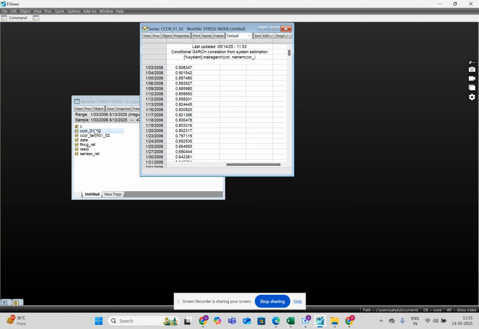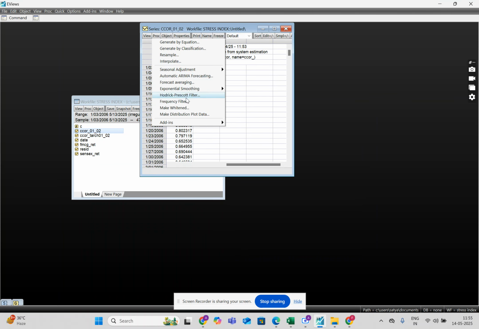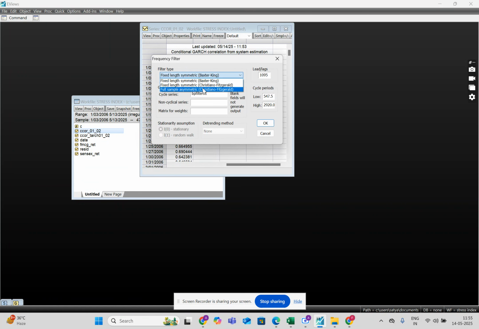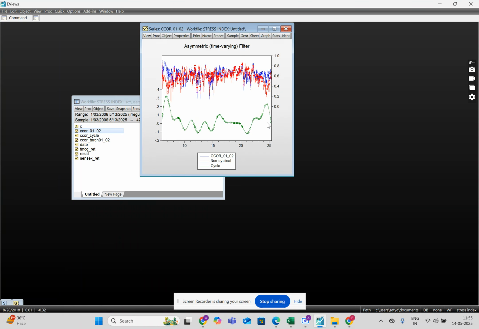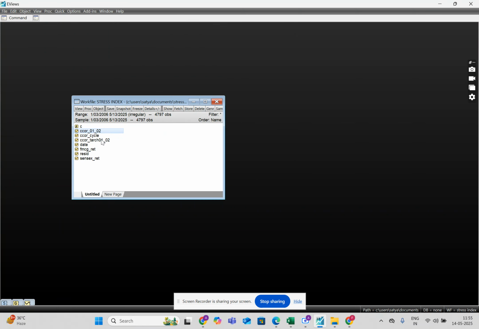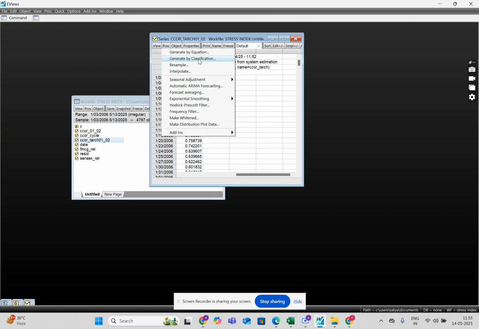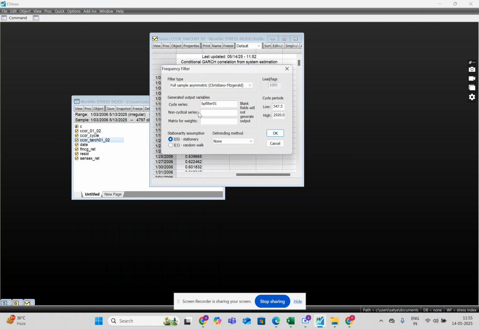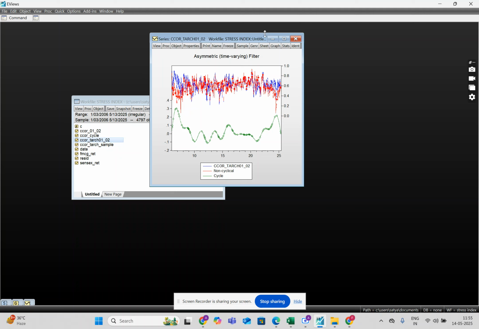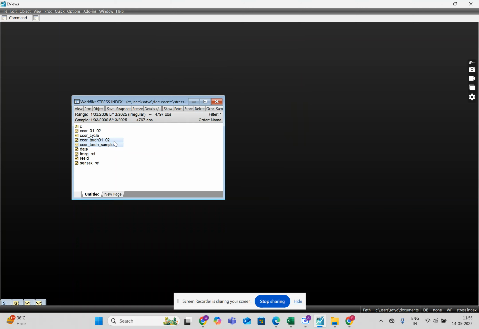So let me create the cycle first. We go to proc, we go to frequency filter, Christiano-Fitzgerald asymmetric cycle. Okay, so let's call it CCOR cycle. Okay, let's just save it. Now let's open CCOR TARCH and then now open the filter. This is the CCOR TARCH sample. So here it is. Now let me open both of them together.